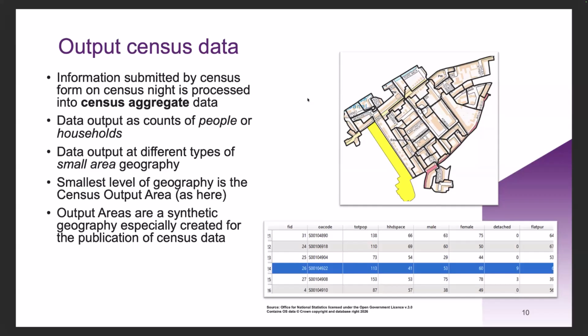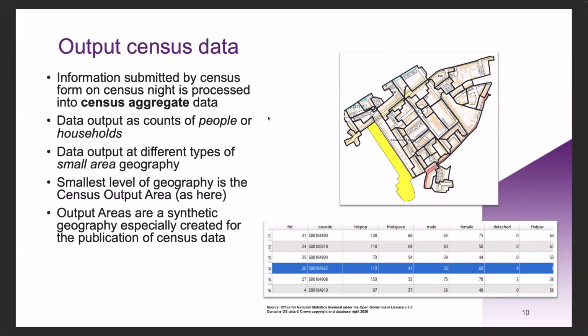When the census agency gets all the data after census night, they do a lot of processing on the data. They bring all the data together, and they produce output census aggregate data sets. These output the different variables as either counts of people or households. And that census aggregate data is produced at different levels of output geography.